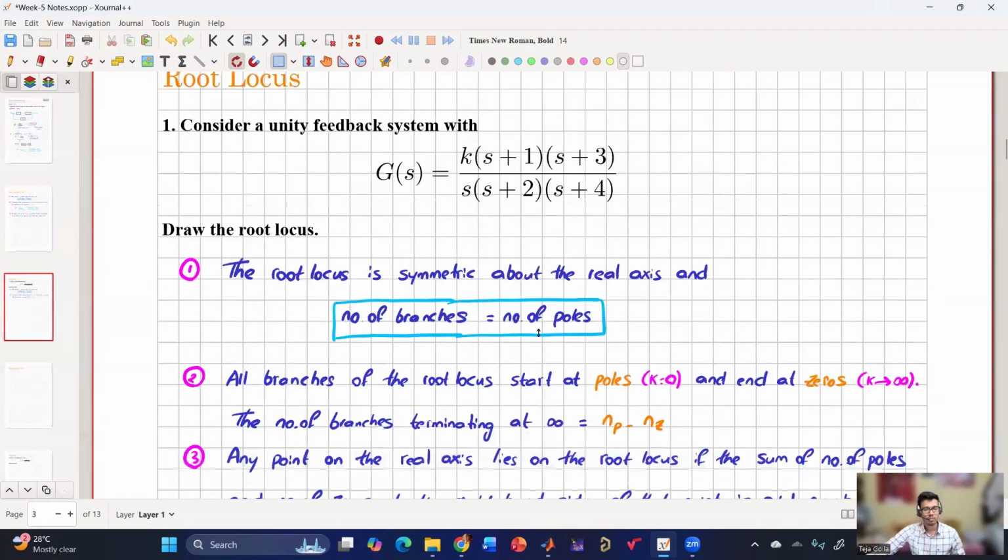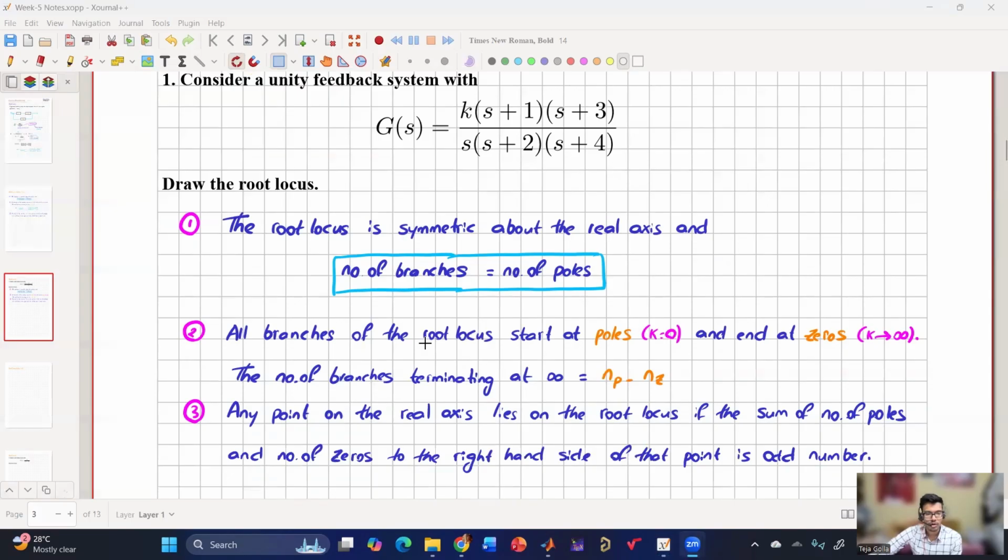Okay. So for this problem, how many branches are there? For this transfer function, how many branches will be there in the root locus? Number of branches is equal to number of poles, right? Yes, Saurabh says 3. So the number of branches of this root locus is 3. And the number of branches that will be terminating at infinite will be np minus nz. So what is np minus nz?